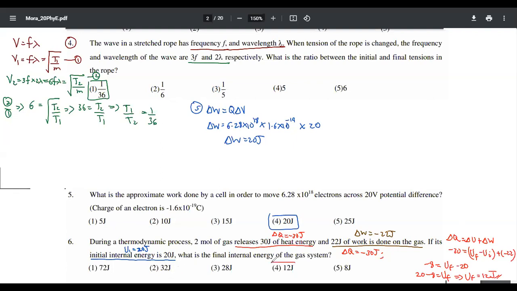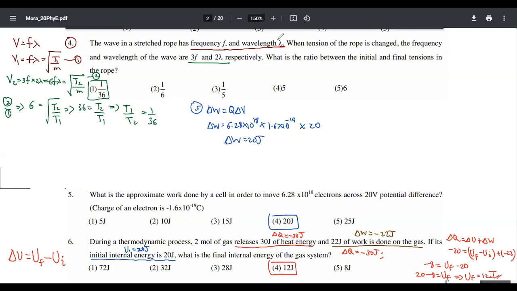For the fourth one, I hope that's clear, everyone. First of all, you have to extract the information carefully. Energy released, so minus 30. Delta Q is minus 30. Work is done on the gas means minus. Work done by the gas means plus. So I'm putting this equation, and delta U, always remember, delta U is equal to final internal energy minus initial internal energy. That's the equation, and we'll get 12.